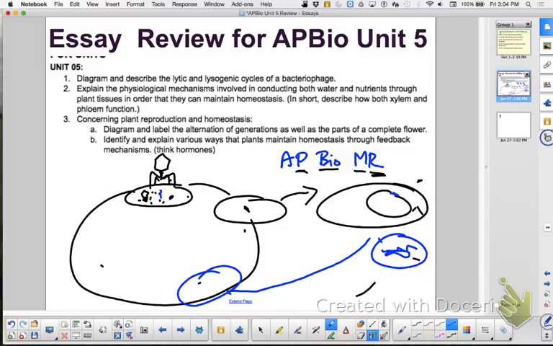Identify and explain various ways that plants maintain homeostasis through feedback mechanisms. And what do I want you to think about there? Hormones. I'm probably going to give you a little bit more detailed question. That's a general question, but I could talk about hormones, tropisms, or flowering. All of those things help it maintain homeostasis, and those we already reviewed.